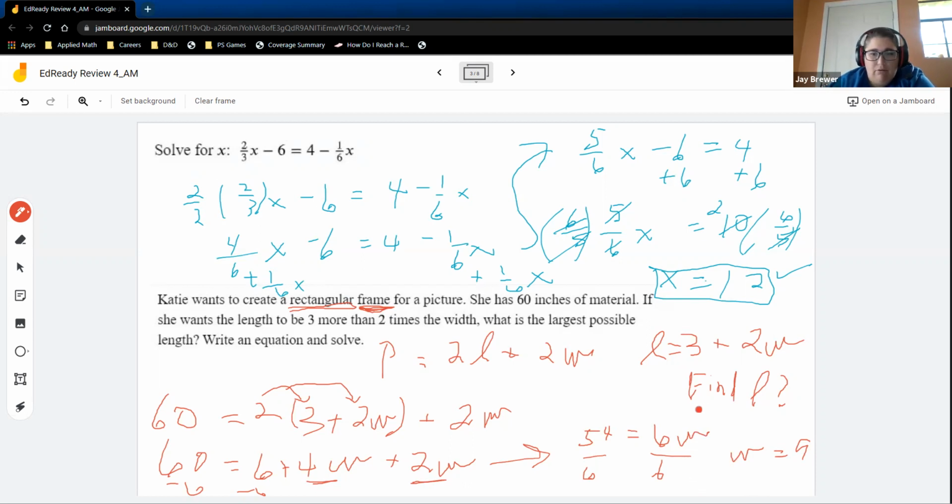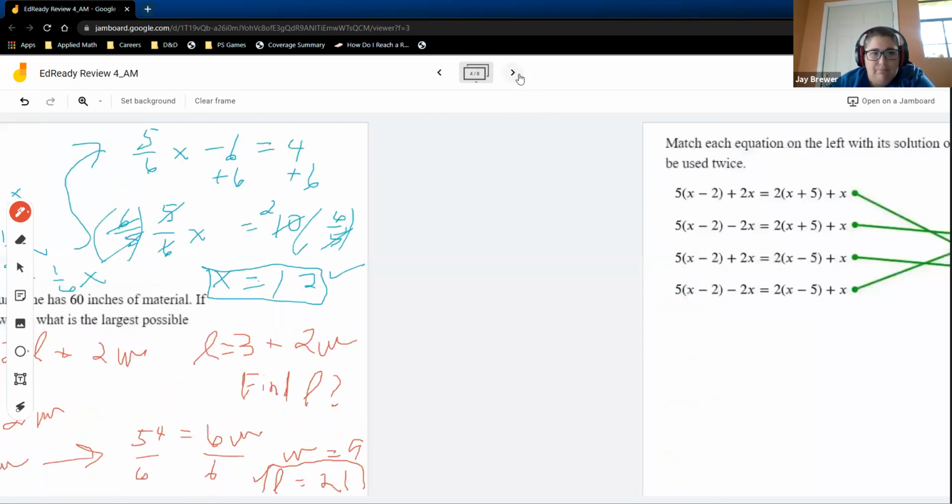But is that what we were supposed to find? Okay. No, we're supposed to find the length. So if we put 9 in for W, 2 times 9 is 18. 18 plus 3 is 21. So L equals 21 inches. And then again, to check, you would just plug the 9 and the 21 into your perimeter and see if you get 60. 21 times 2 is 42, plus 2 times 9 is 18. 42 and 18 do give you 60. So it does work.